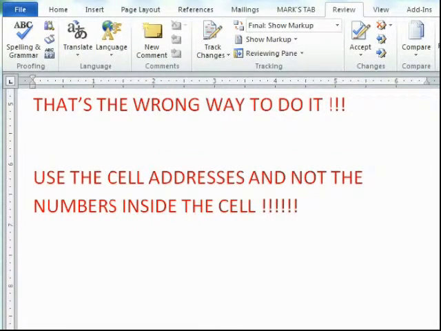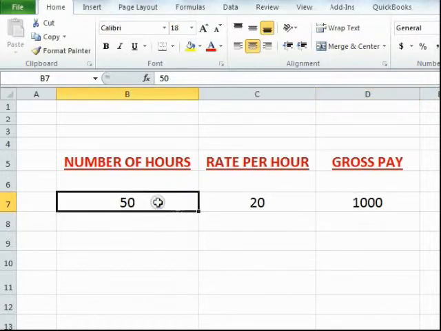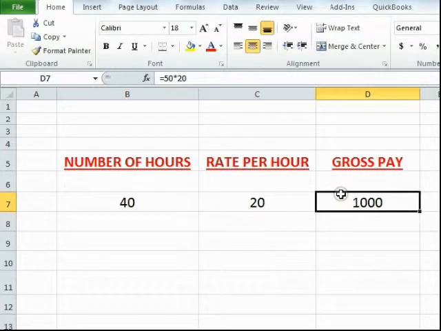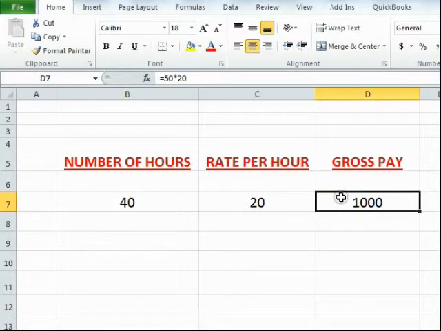Now, mind you, what I just showed was the wrong way to do it. The whole point in Excel is to not type in the actual numbers that are in the cell, but the cells themselves, and here's why. If I go back to the spreadsheet and I realize that the number of hours was counted wrong, I could easily click onto the cell that holds the number of hours and overtype it with the correct number. For example, 40 hours was the correct number of hours instead of 50. The problem is, when I hit enter, my original $1,000 does not change. But if I make the hours only 40, 1,000 is now the wrong answer.